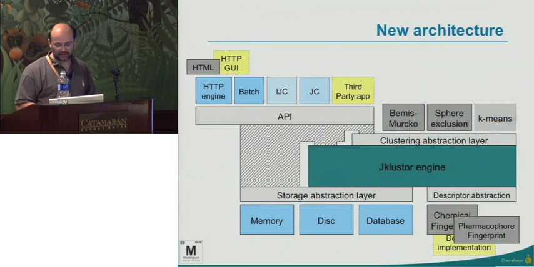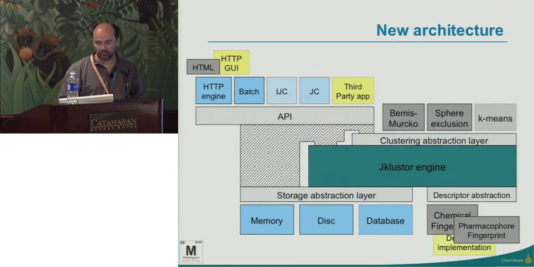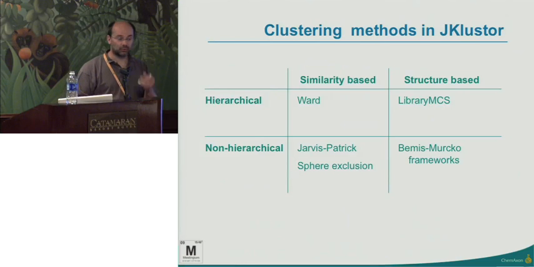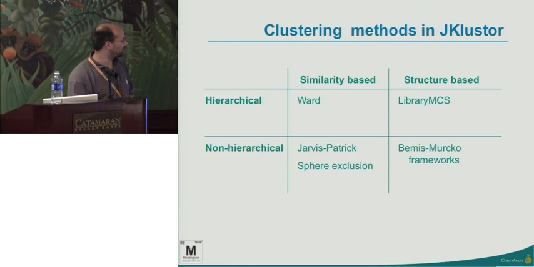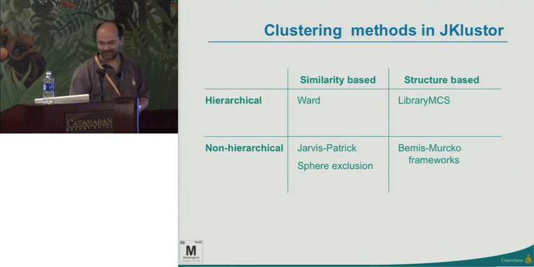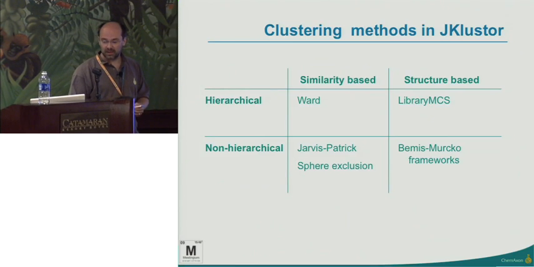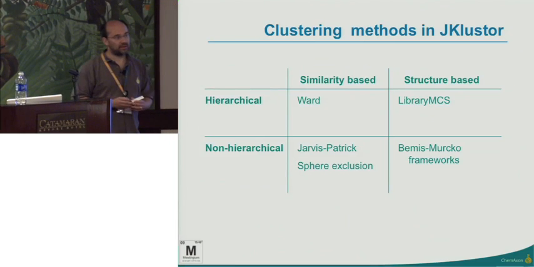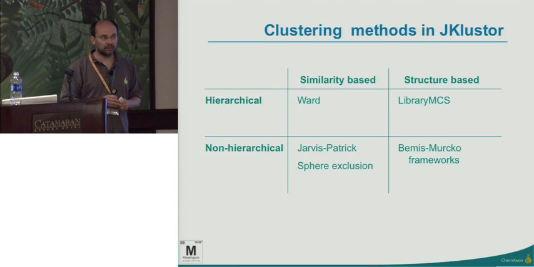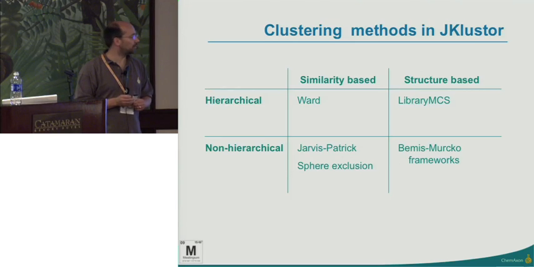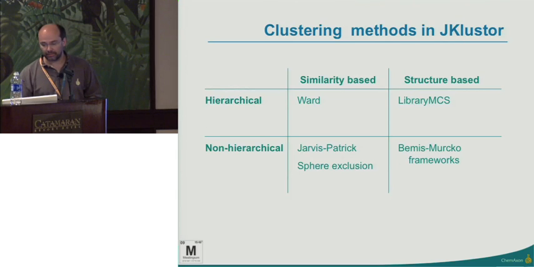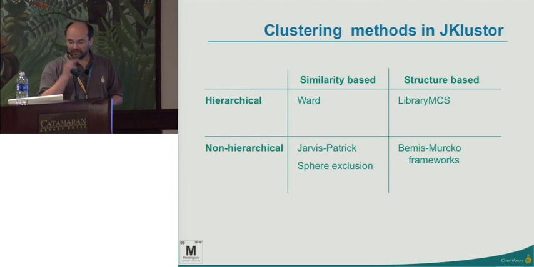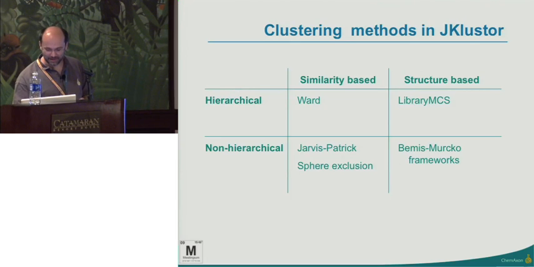So based on this architecture, we implemented Bemis and Markov, and just recently sphere exclusion. My plan was to demonstrate sphere exclusion via the internet, but there are always technical problems. Sphere exclusion is non-hierarchical, similarity based, and the reason why we implemented it is that it can cope with very large data sets. So over 1 million compounds, as I said a couple of years ago, we tried to challenge these really large databases. So I won't give a demo on sphere exclusion now.